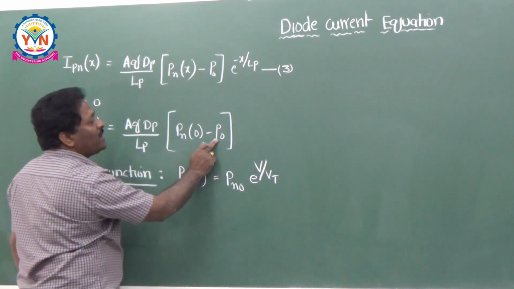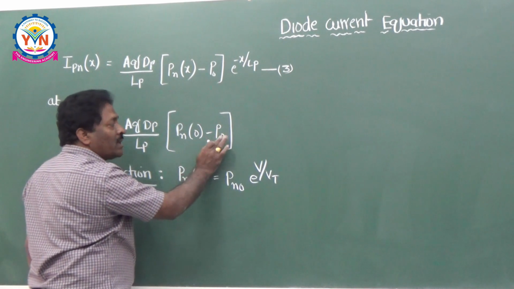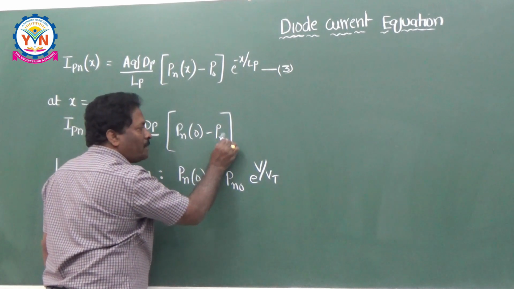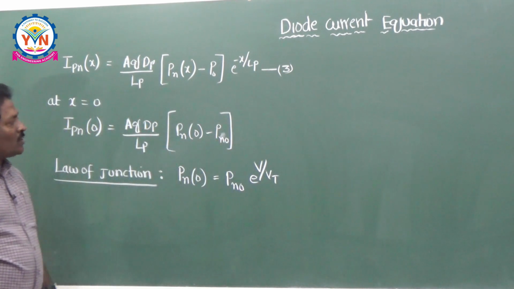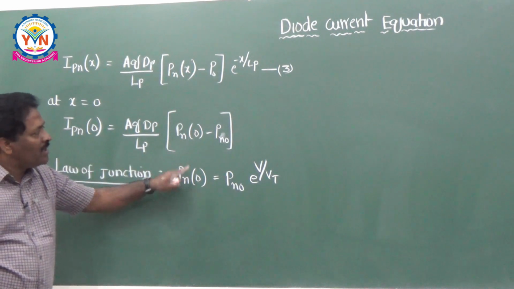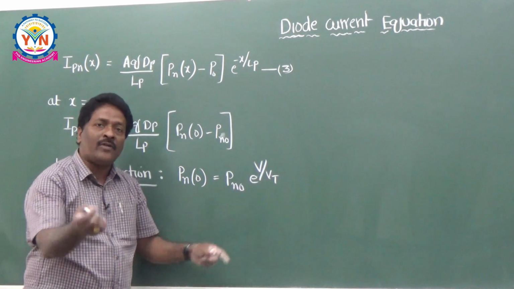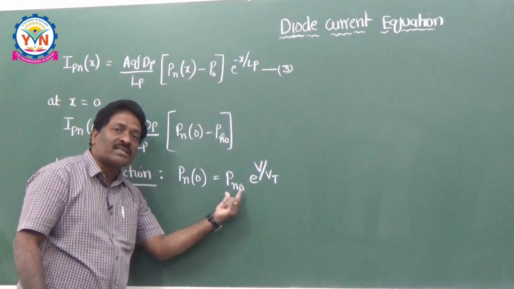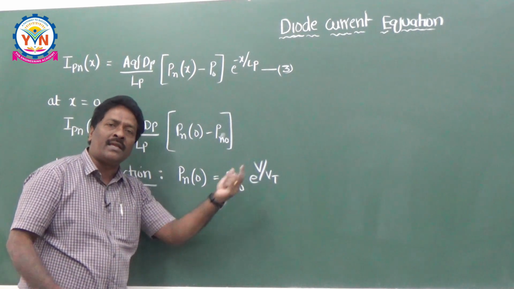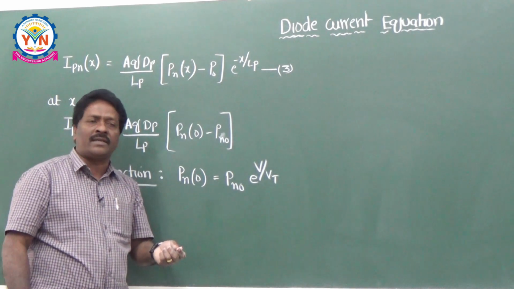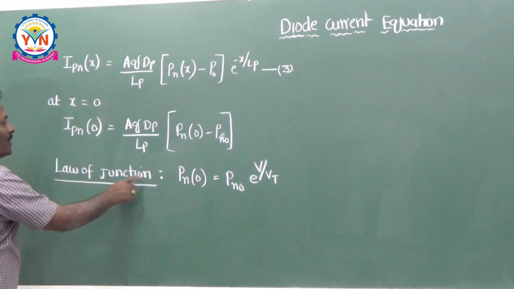Here this Pn naught means thermally generated holes in n type, so that you can write down Pn of 0 is equal to the initial concentration Pn naught into e to the power of V by Vt. If you apply the voltage, its concentration also will be increased exponentially. The barrier height reduces here. So that's why this is the law of the junction.